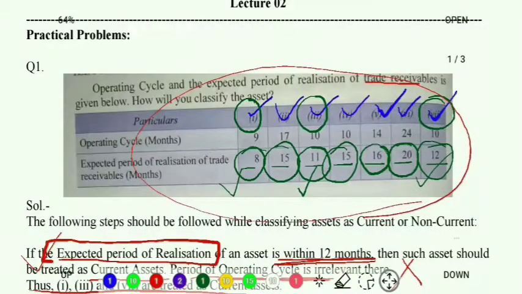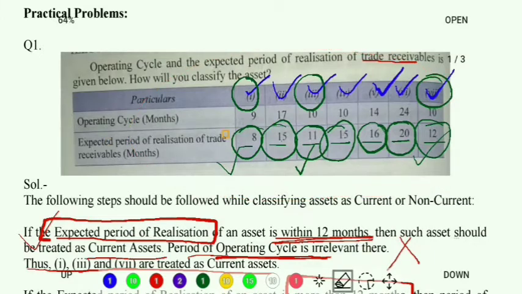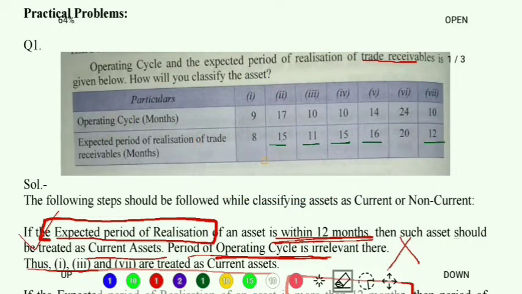Assets number 1, 3 and 7, earlier we have already classified as current assets, so we are not going to take them into consideration anymore. Straight away we come to asset number 2. Asset number 2 has an expected period of realization of 15 months. 15 months is more than 12 months, so step number 2 will come, and we will check it with the operating cycle.